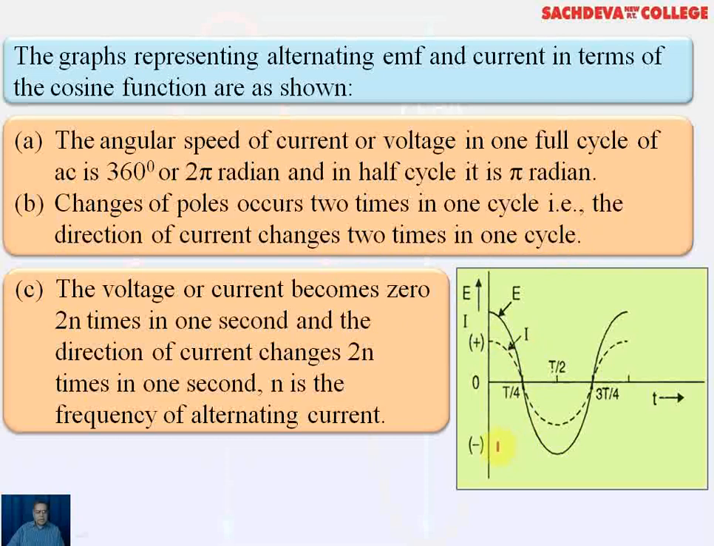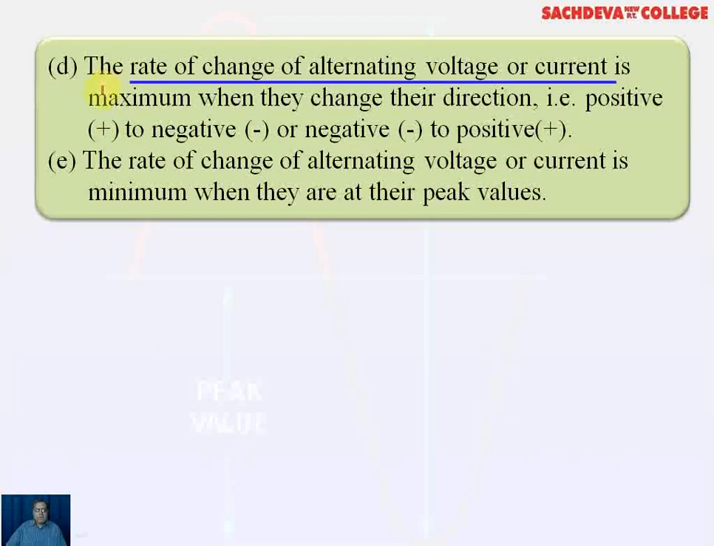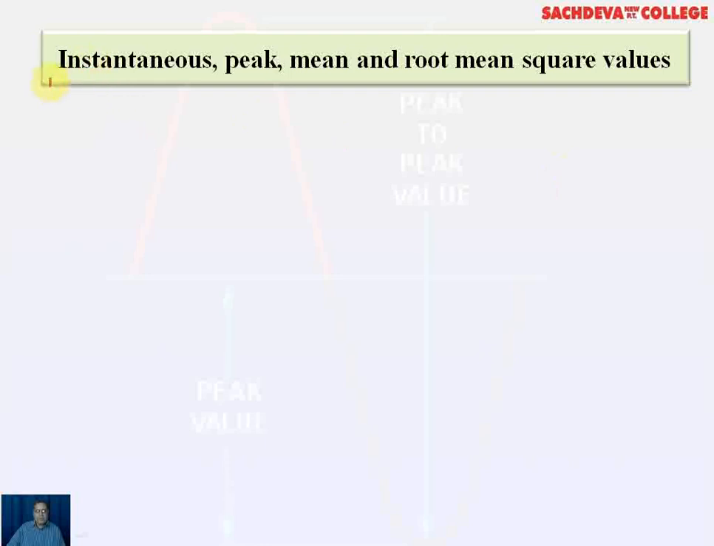The voltage or current becomes 0 2n times in 1 second, and the direction of current changes 2n times in 1 second. n is the frequency of alternating current. The rate of change of alternating voltage or current is maximum when they change their direction, that is positive to negative or negative to positive. The rate of change is minimum when they are at their peak value.